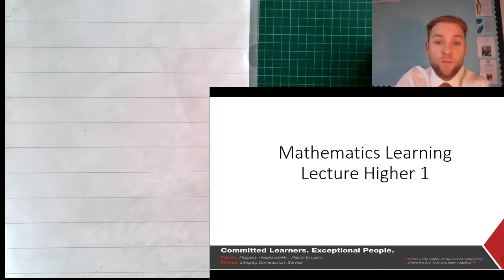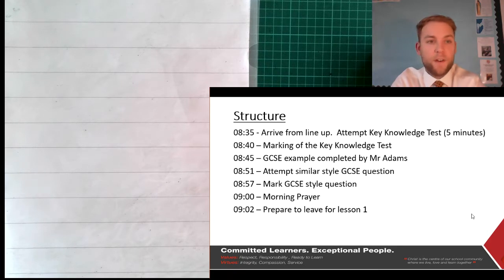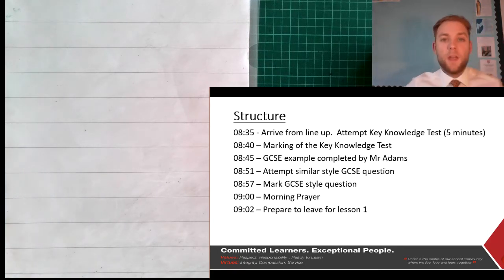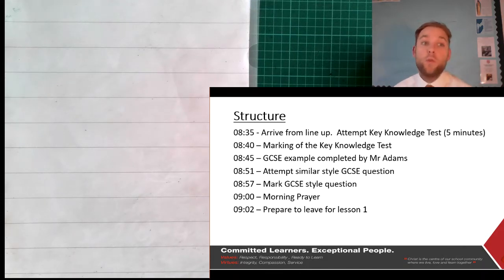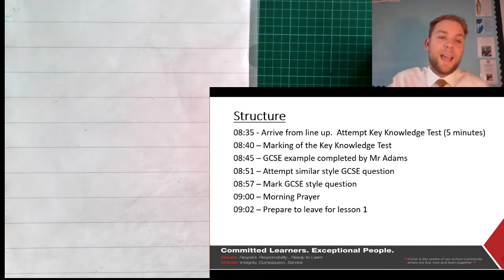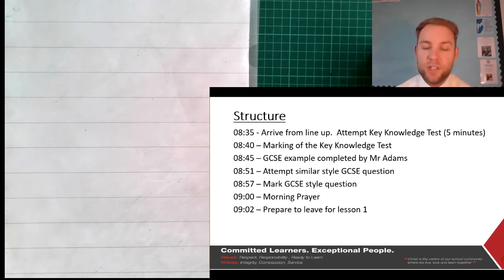So, first of all, I'm going to go through very quickly, just for the first time, how these learning lectures are going to look for you, because you might not have seen them before. You should arrive from lineup. You might arrive a little bit before this, but I've allowed 5 minutes to get there from the lineup. So arrive from the lineup at 8:35, and then straight away you're going to do a key knowledge test.